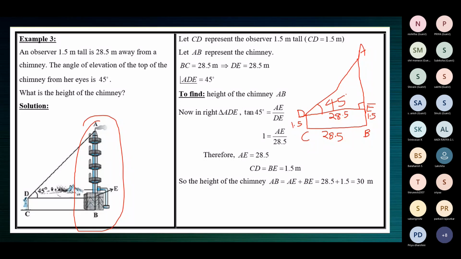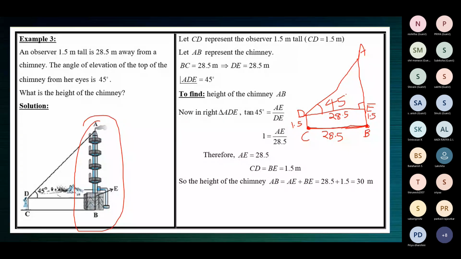So what is C, children? How do you describe the point C? Foot of the observer. And what about B? Foot of the chimney. Correct. So both of them are rooted to the ground, right? Both of them are on the ground.